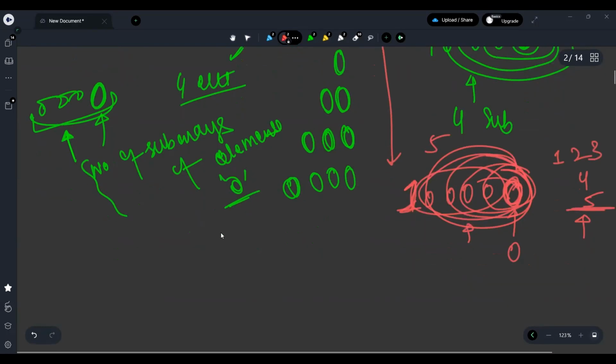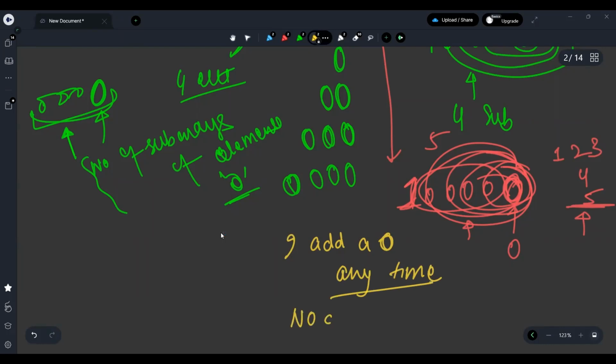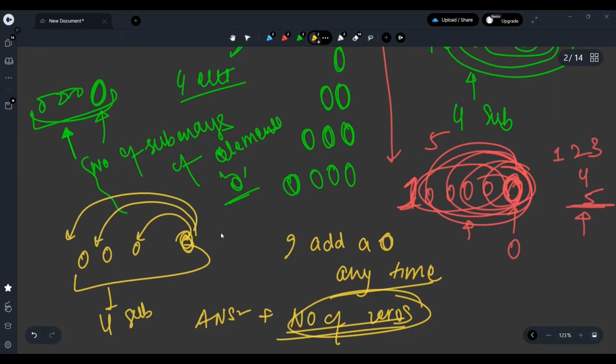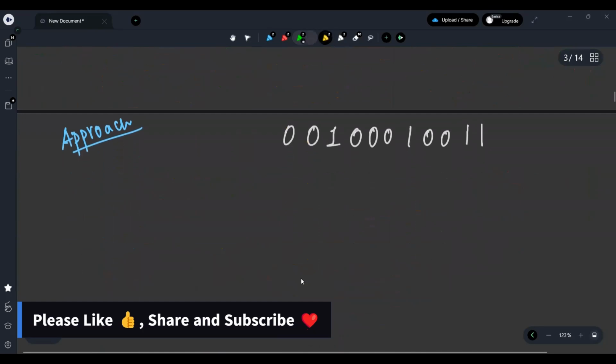So this is the intuition: whenever I add a 0, anytime, the number of zeros will be added to the answer. Why? Because those many zeros, when a single element is appended, these two elements, these three elements, these four elements, can contribute to four subarrays when this single element is appended. So we just have to count the number of zeros and add that.